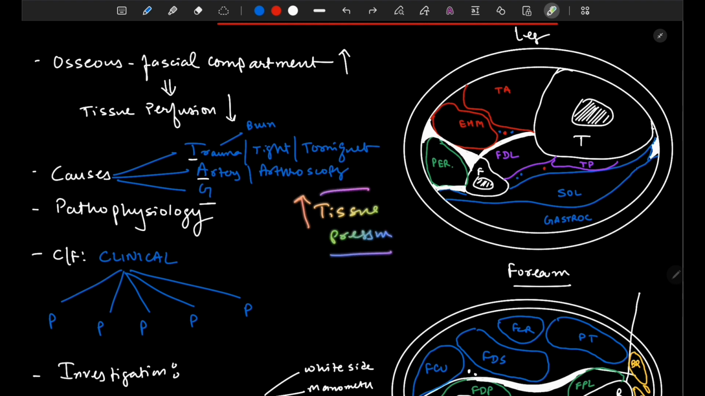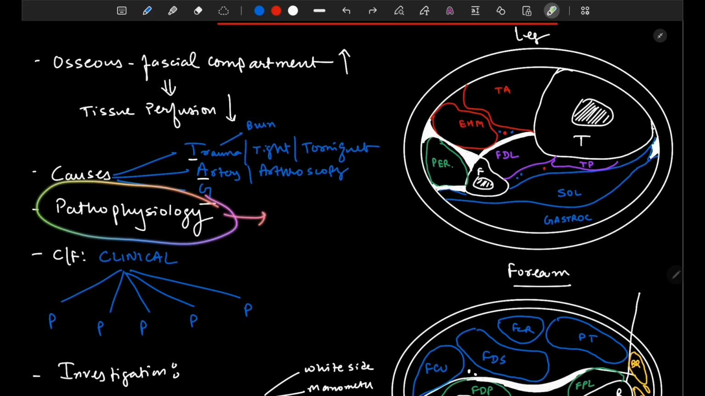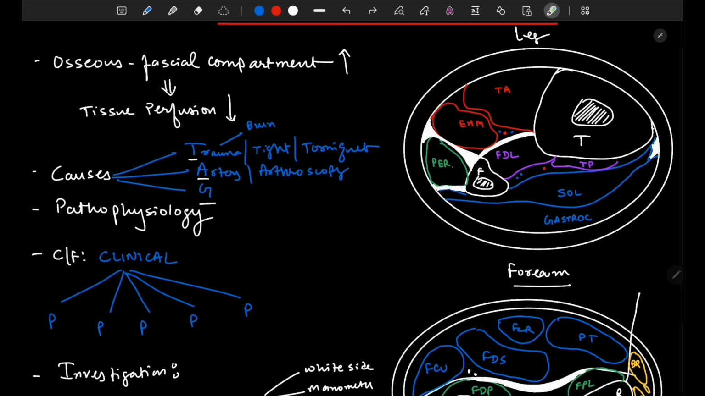The pressure increase in the tissues causes a decrease in pH and a decrease in nerve conduction speed. So the end point resulting from all this pathophysiology is neurological deficit, necrosis in the muscle, and contracture, along with a non-viable extremity, which is the end point, causing irreversible changes in the muscle.